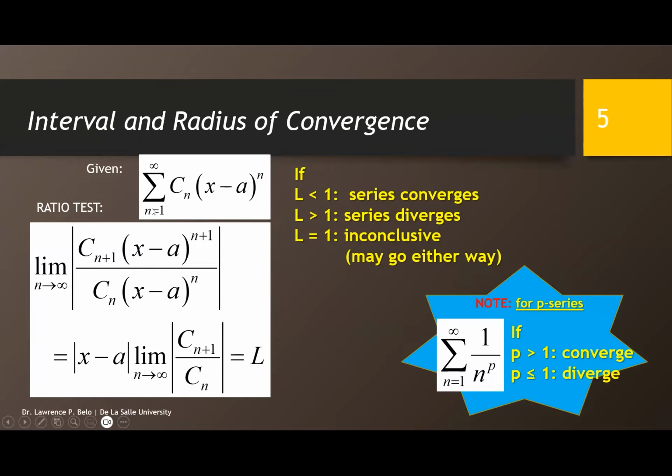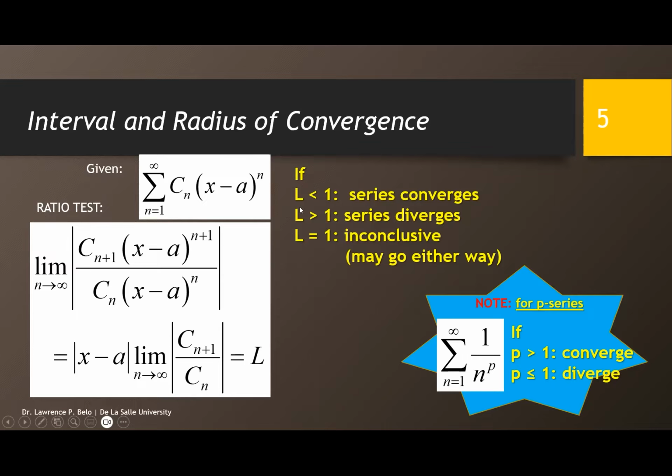So let's just say summation of C of n times x minus a raised to n from n equals 1 up to infinity. So if the limit L that you solve for is less than 1, the series converges. If it's greater than 1, your series diverges. And if it's equal to 1, it's inconclusive. So it still may go either way. So let's go to this. How do we solve something like this?